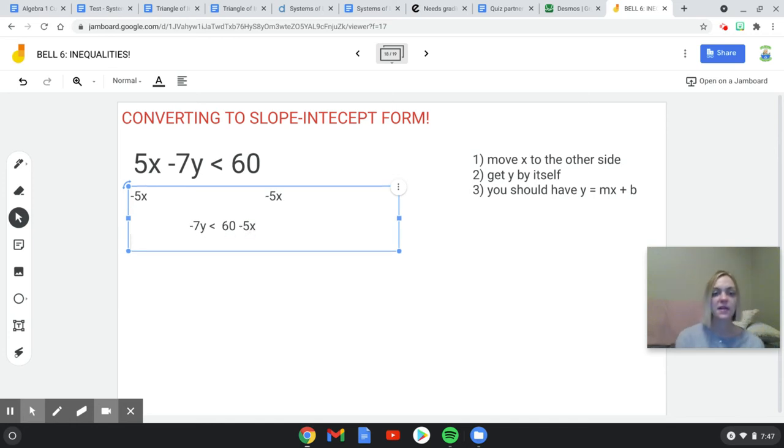So my next step is to get y by itself. So in this case, I have negative 7y. So I know this is negative 7 times y. And I know that the opposite of multiplication is division. So I'm going to divide all parts of this by negative 7.